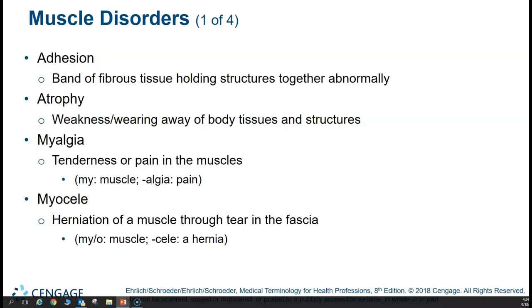Atrophy is actually the weakness or wearing down of the tissues. And we see that after you've had a cast on, your muscles are atrophied because we haven't used them. And so usually after a patient has had a cast on, they have to build up the muscles in that body part again. Myalgia, again, is going to be a pain in the muscles, and myocele is going to be a herniation of the muscles.